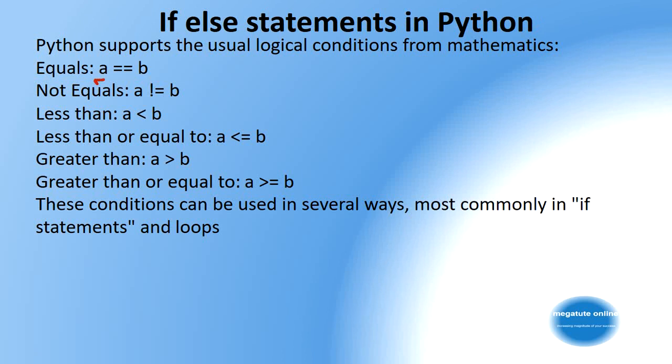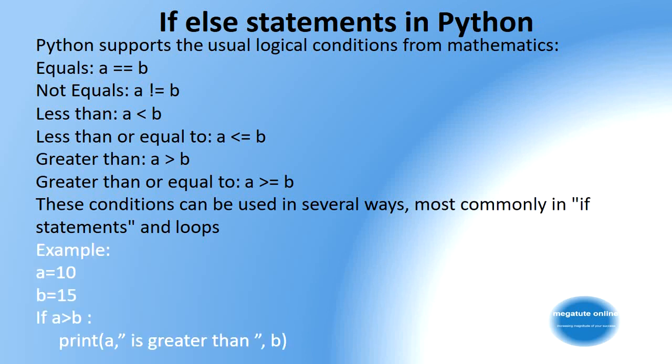If you have to compare that the two variables A and B are equal, you just have to use the double equal to sign. If you have to compare that the two variables are not equal, you have to write not equal. If you have to compare that A is less than B, then you have to use the less than sign. Similarly, less than equals to B, we have to use the less than equals to sign. More than B, more than equals to B. All right. Now these statements, as I told you, can be used with if and can also be used in loops.